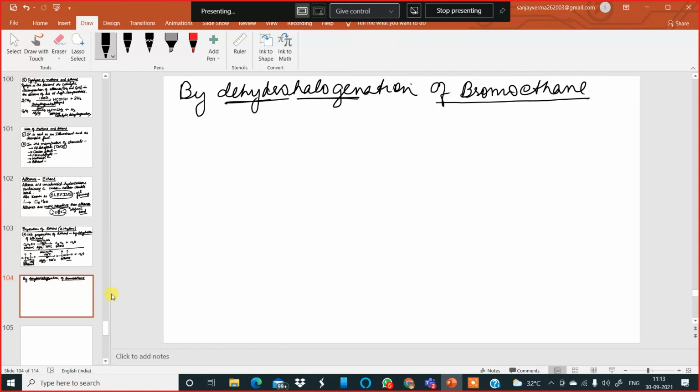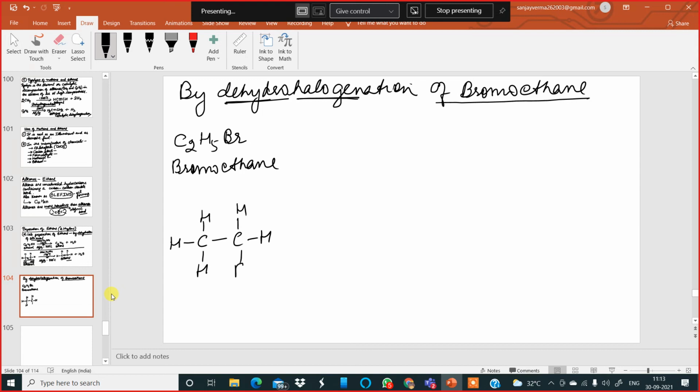Now let me write the equation for you all and explain. Here I'll write the formula of bromoethane. Bromoethane has a formula C2H5Br. Let me write down the structural formula also. The structural formula of bromoethane becomes like this: CH3, then CH2Br.